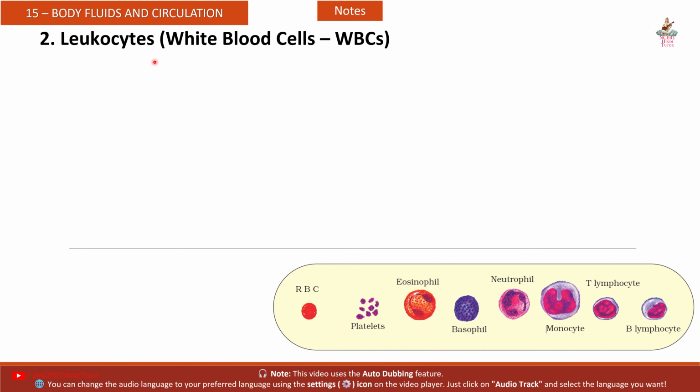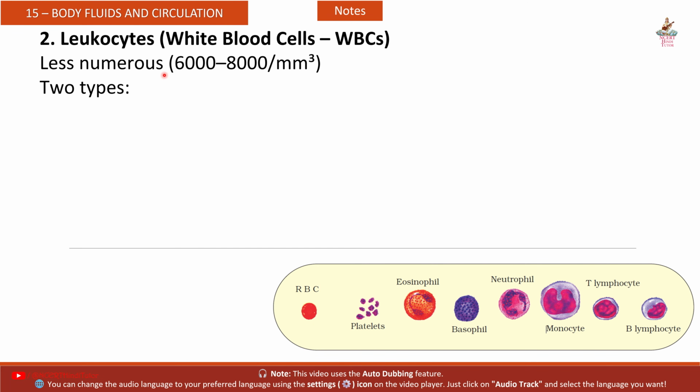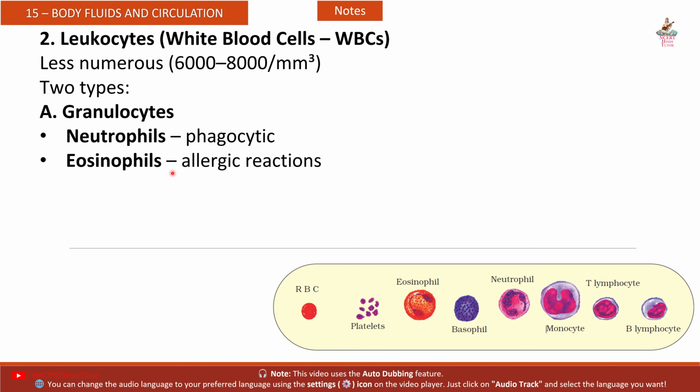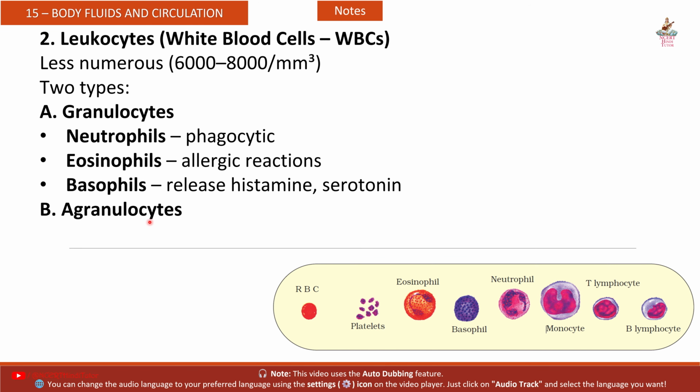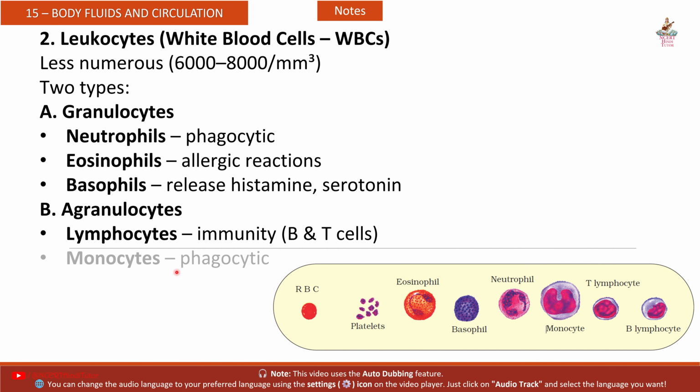Second, leukocytes, white blood cells or WBCs, less numerous, 6000 to 8000 per mm cube. Two types: A. Granulocytes: neutrophils, phagocytic; eosinophils, allergic reactions; basophils, release histamine and serotonin. B. Agranulocytes: lymphocytes, immunity, B and T cells; monocytes, phagocytic.